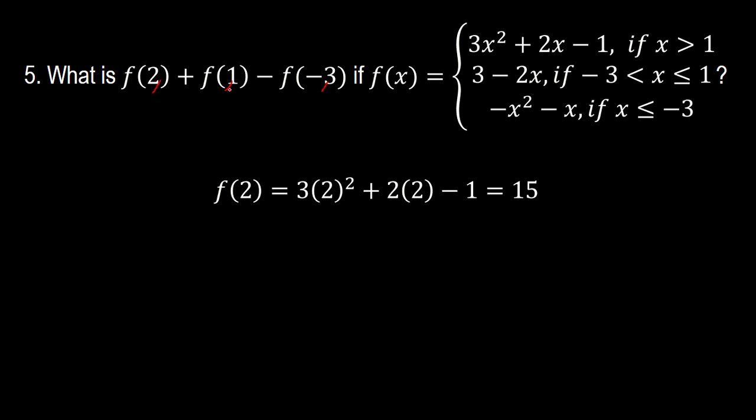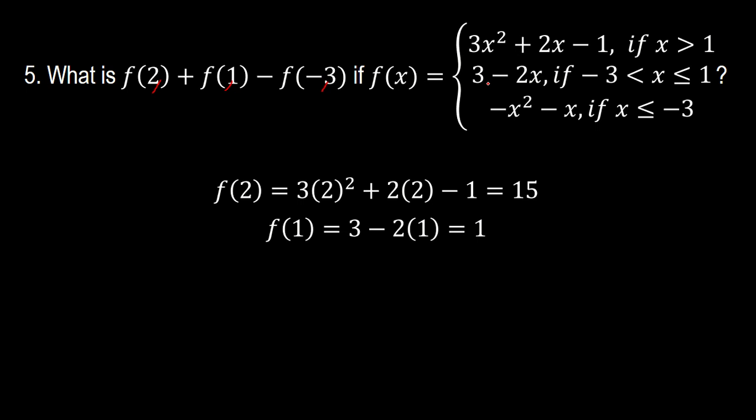And then, how about 1? Which subfunction should we use here? Since for the first subfunction the domain is x greater than 1, obviously it's not. How about the second subfunction? Given that the second subfunction is for x greater than negative 3 but less than or equal to 1, let's try to substitute 1 into the second subfunction. So we'll have 3 minus 2 times 1, and 2 times 1 is 2, so 3 minus 2, the answer here is 1.